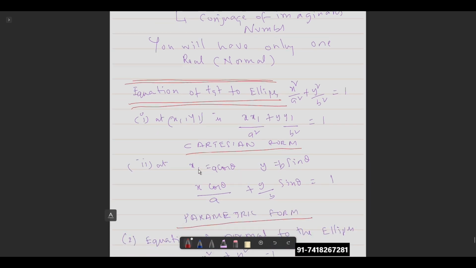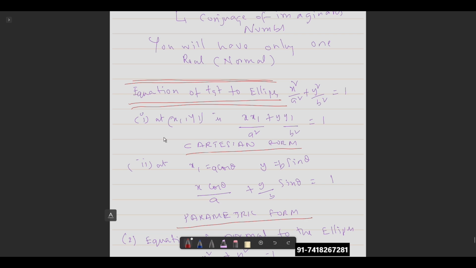Now we have derived the parabola tangent and normal equations in Cartesian as well as parametric form. Similarly, we can derive the equations for tangent and normal for the ellipse and hyperbola. So I have written the solutions here.